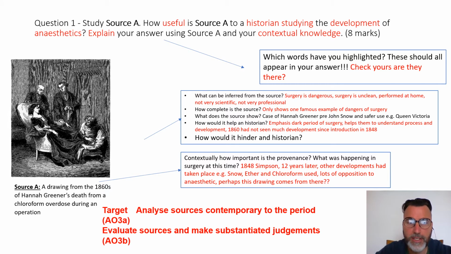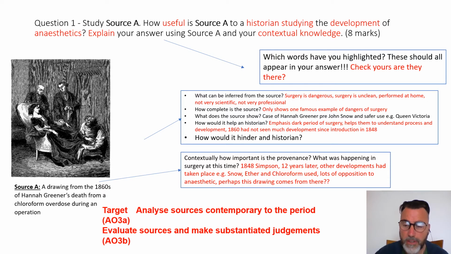Right, so going into this. Study Source A. We've highlighted the words that we've shown earlier. We've looked at that. Have you highlighted those? Great. So what can it infer? It infers surgery is dangerous, surgery performed at home, not very scientific, not very professional. That's what it infers. It doesn't say that; you have to work that out for yourself. It only shows this one famous example of the dangers of surgery. I talked about Queen Victoria as well. It emphasises this dark period of surgery, 1848 to around 1870, when surgery actually got worse.